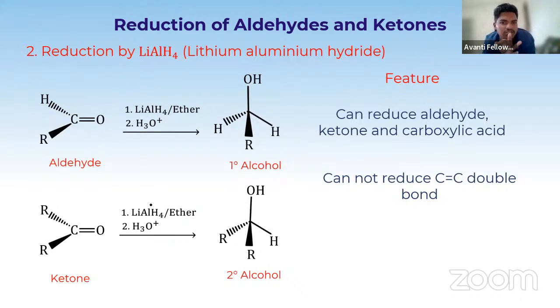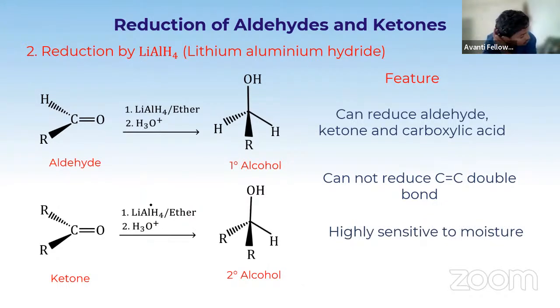They can only reduce ketones and carboxylic acid, and they are highly sensitive towards moisture. So they have to keep a dry atmosphere in order to avoid the moisture, that's why we are using ether there. Ether is used for the purpose of avoiding the moisture. Okay, so lithium aluminum hydride is an expensive reagent, so that's why people do not ideally use it.